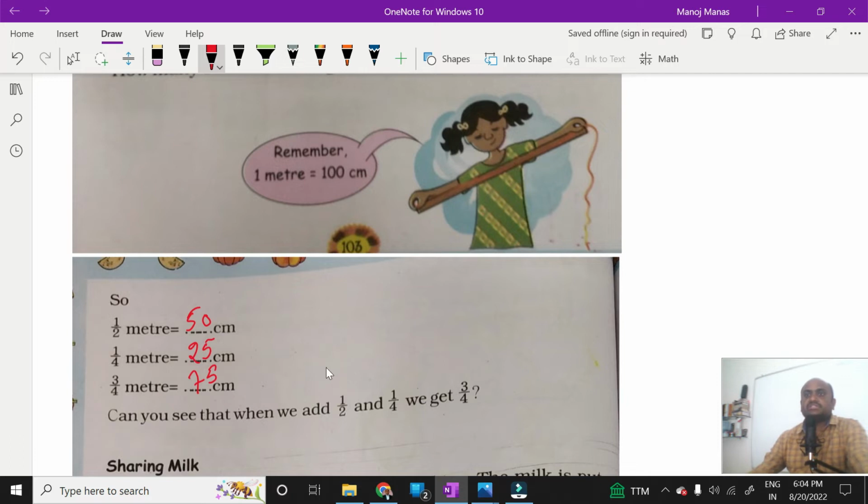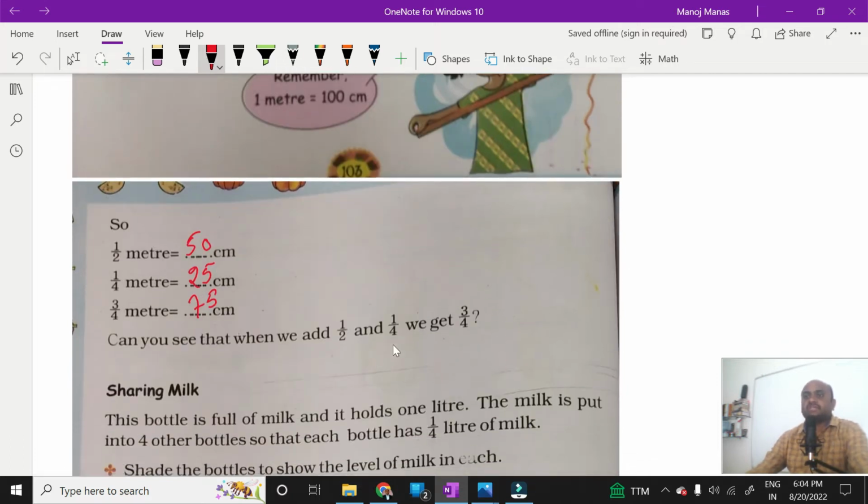So can you see that when we add 1 by 2 and 1 by 4, we will get 3 by 4. We already know that the denominator remains the same. Out of these two, whichever is the bigger one, you will take it as the denominator. This goes 2 times, 2 into 2 is 4, and 1 into 1 is 1 only. So 2 plus 1 is 3. 3 by 4 is the answer.